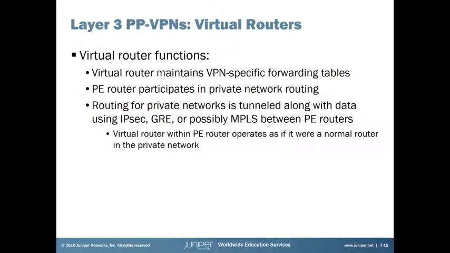Okay, so we have these virtual router functions. A virtual router maintains VPN specific forwarding tables. We're going to set these up today. The PE router participates in private network routing. So there we are. We have private address ranges that are not allowed on the public internet, but there they are, sitting in the service provider's routing tables, routing private address traffic across the provider's network. Okay, as I said, it's hidden in a label switch path. So the forwarding is done based on a label, not on an IP address.